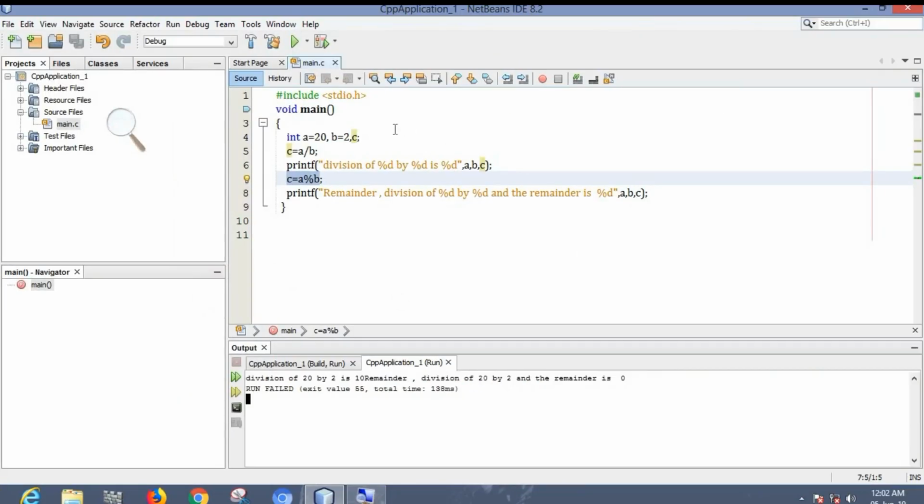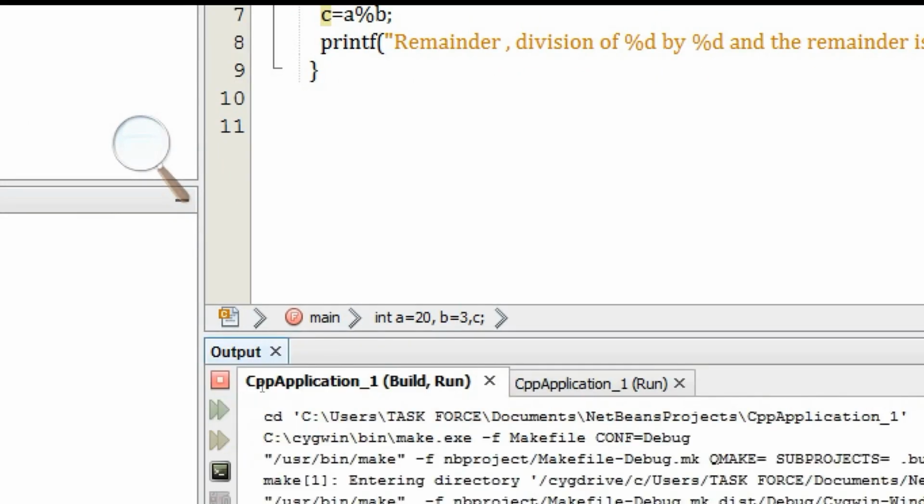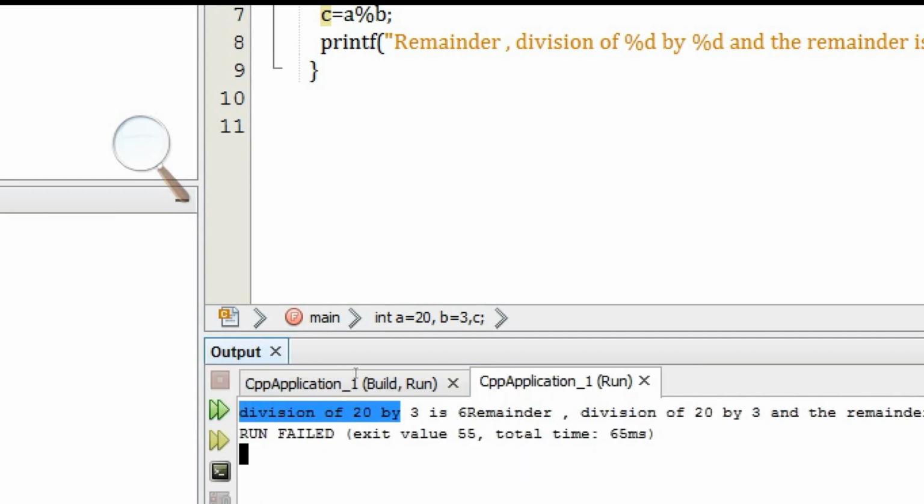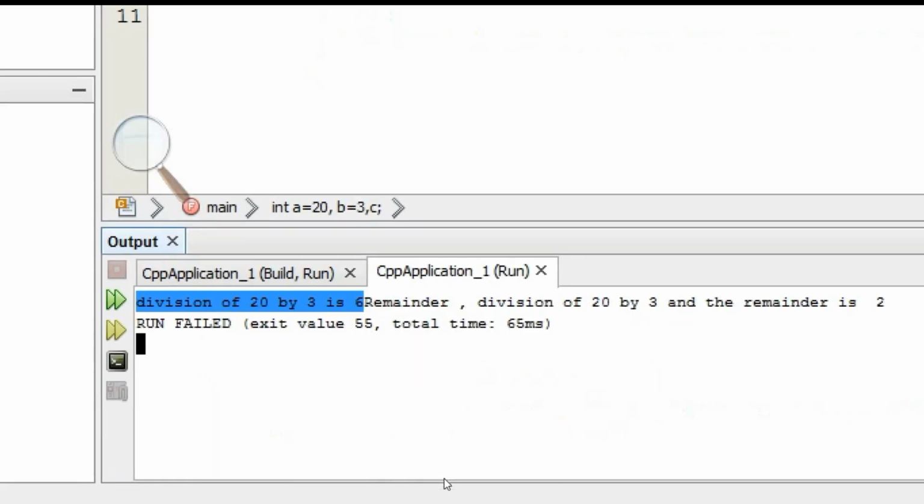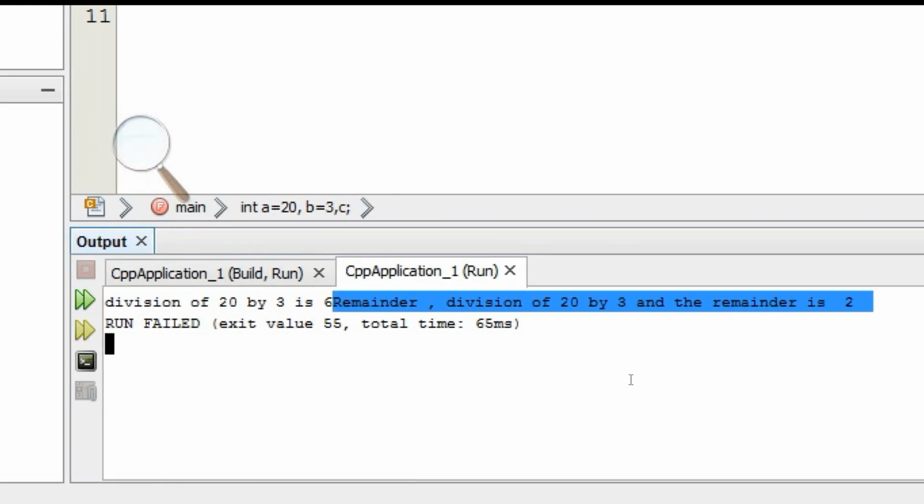If I change the value, and instead of dividing by 2 I divide by 3, what will be the result? Let's see. I run it again. Division of 20 by 3 is 6. You can see here 6. This is the next printf, I'm not using \n for a new line. Remainder: division of 20 by 3, and the remainder is 2. 3 sixes are 18, so 20 minus 18 is 2. So we got result 2.